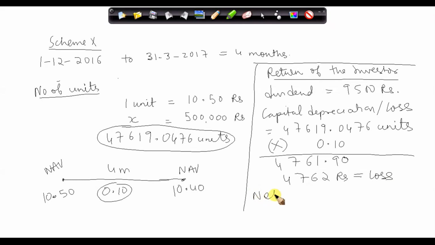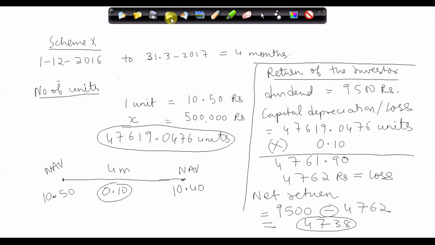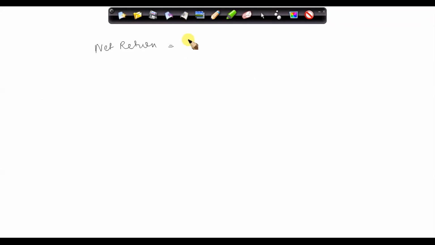So now we are going to find the net return for the investor. So this dividend is 9500. It is an income for the investor, and this is a capital depreciation which is a loss. So 4762 is the loss. So his net return would be 9500 minus 4762, so 4738 is the net return for the investor. Now students, friends, we know the net return of the investor, and that net return is 4738. Okay, so 4738 rupees is the net return.